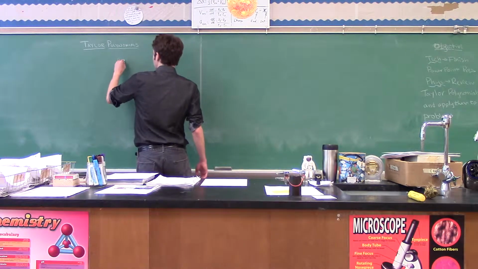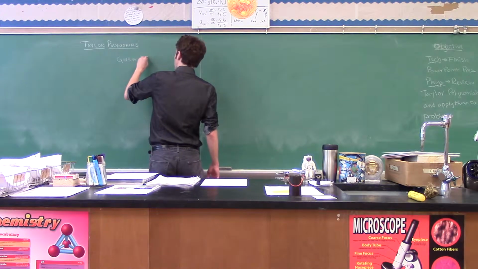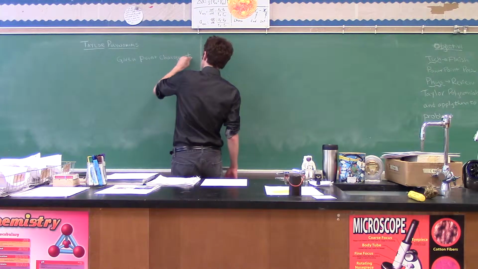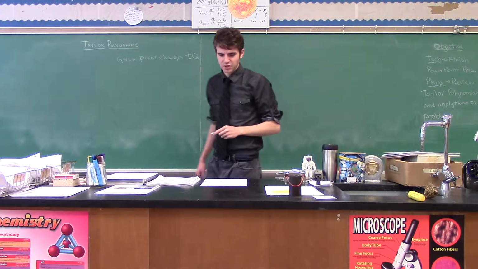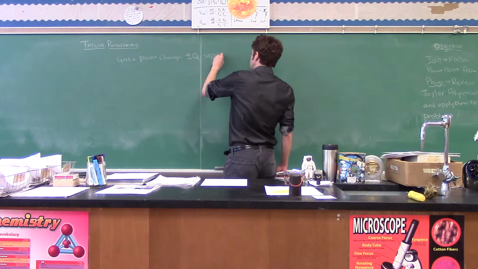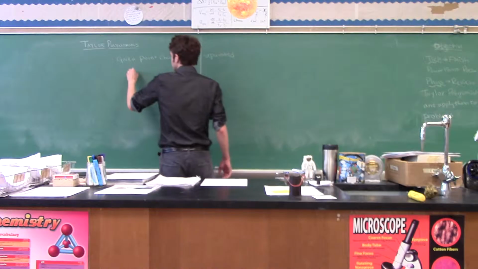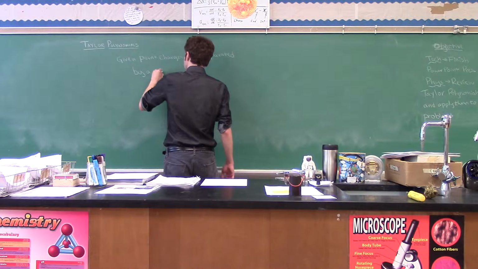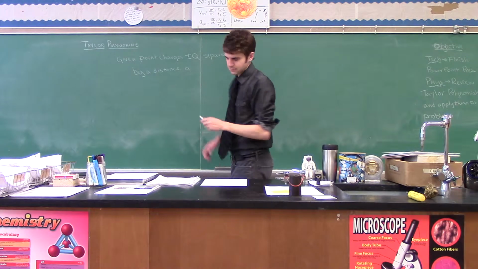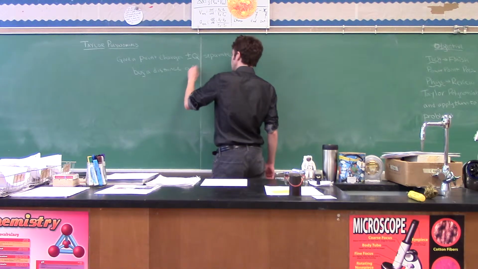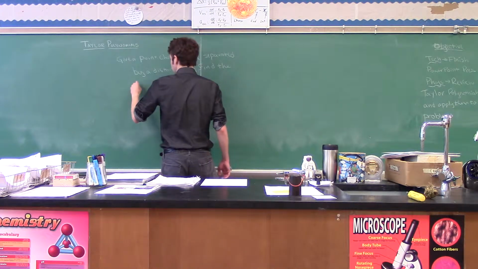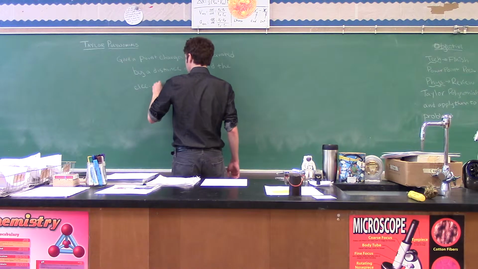All right, so let's say we are given point charges plus and minus q. Given point charges plus and minus q, separated by distance a, and we wanted to find the electric potential.